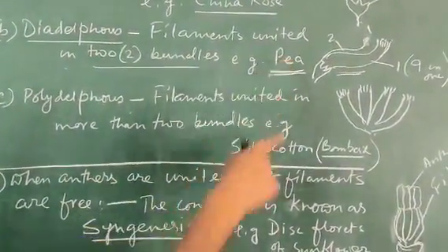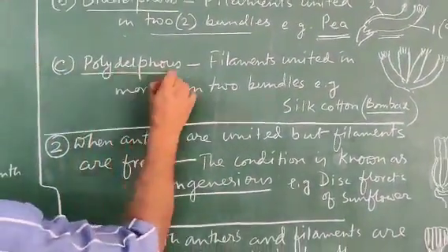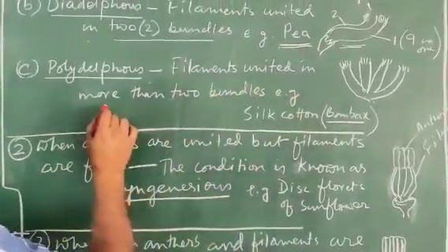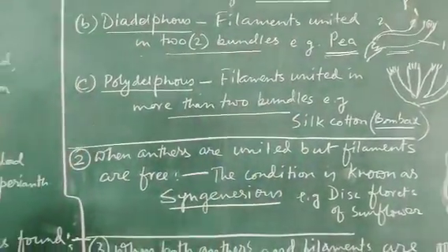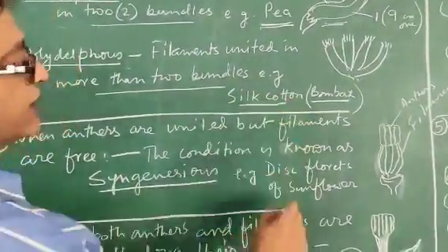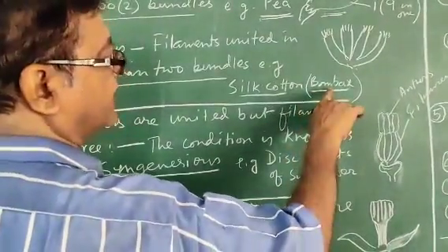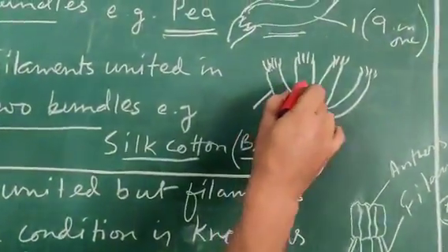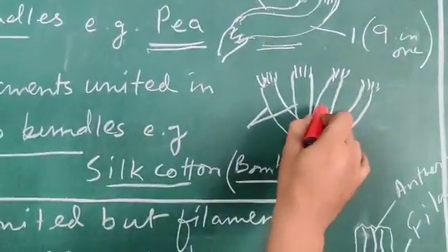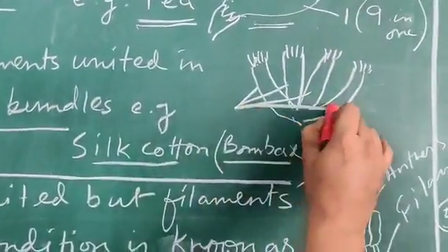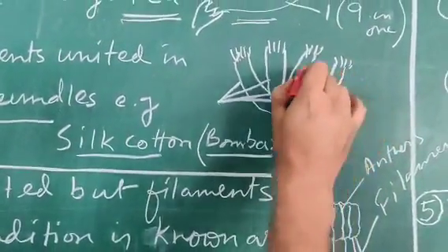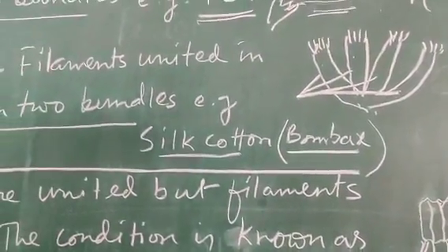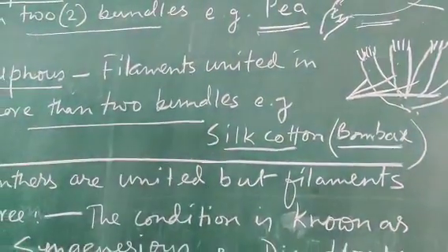So this condition is called diadelphous condition. Example, pea. And there is also polyadelphous condition where filaments are united to form more than two bundles. Example, silk cotton. The scientific name of silk cotton is Bombax. This is the way where the filaments are forming groups. Look at that, these are the bundles of filaments. That is polyadelphous condition in silk cotton.